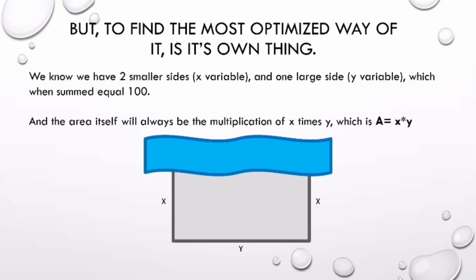But to find the most optimized way of it is its own thing. We know we have two smaller sides, the x variable, and one larger side, the y variable, which when summed equal 100. And the area itself will always be the multiplication of x times y.